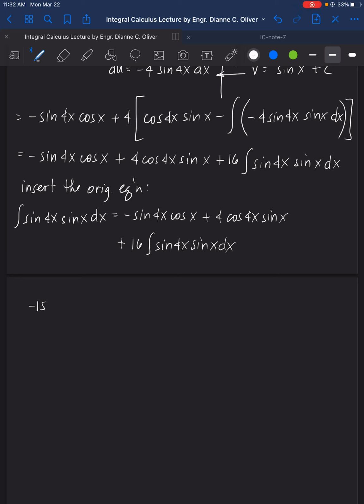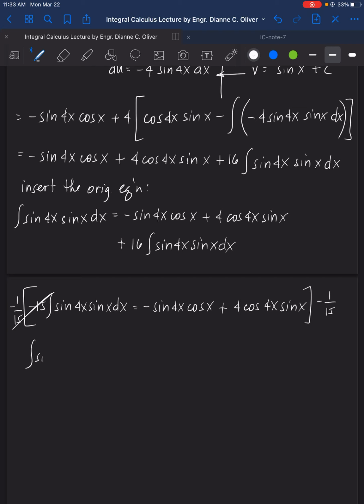So we have here negative 15 integral of sine 4x sine x dx is equal to negative sine 4x cosine x plus 4 cosine 4x sine x. Then multiply both sides with negative 1 over 15, just to remove the negative 15 on the left side. Negative 1 over 15. So cancel out. What's left is integral of sine 4x sine x dx. That is equal to, distribute negative 1 over 15. This becomes 1 over 15 sine 4x cosine x minus 4 over 15 cosine 4x sine x plus c. So this is now the answer.